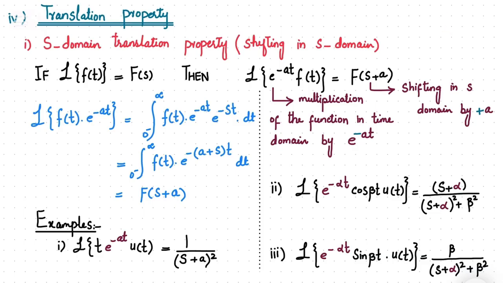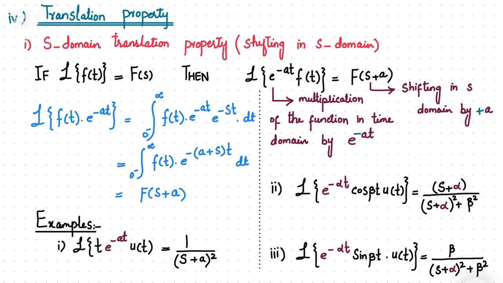So S domain translation property states that if the Laplace transform of f of t is equal to f of s, let's say we have already calculated or we already know the Laplace transform of a function and represent it by f of s, then the Laplace transform of that function multiplied by an exponential function would result in the Laplace transform of this function shifted by the amount a. Sign is opposite. We have e raised to power minus at over here, and the shifting is represented by f of s plus a. What does it mean?